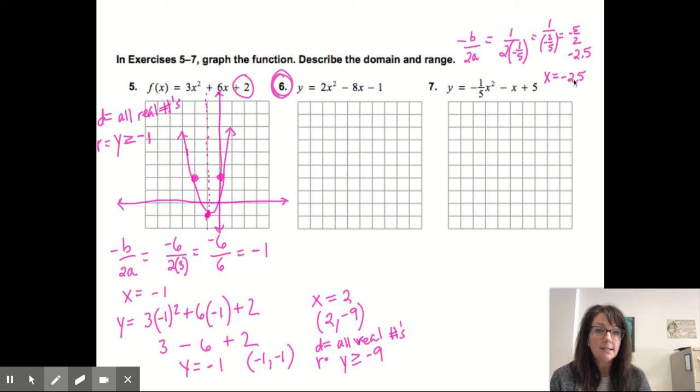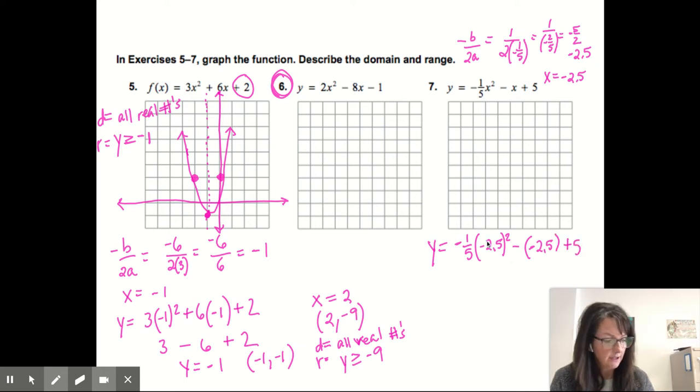We're going to need to use this value then to find our y coordinate. So we're working in decimals, and this is not fun, but it can be done. So y is equal to negative 1/5 times our negative 2.5 quantity squared, minus negative 2.5, and then plus 5.